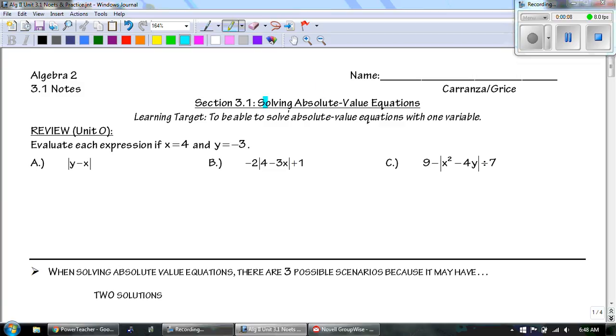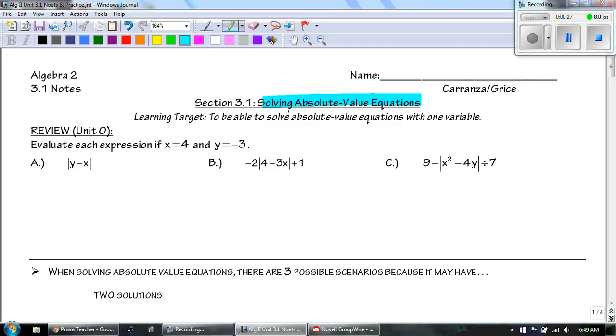Today we're going to be talking about solving absolute value equations. Our learning target today is to be able to solve absolute value equations with one variable. So we're going to start with a review from Unit 0. Yeah, Unit 0. Remember that was, let's see, 3 units ago.